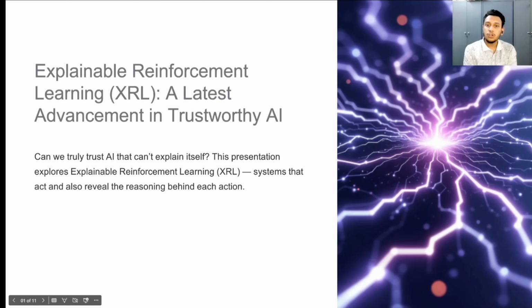And that's where today's topic comes in. Explainable reinforcement learning, or XRL, a major step towards trustworthy AI. Now, coming to our slide. So, in this slide today, I'll be presenting on explainable reinforcement learning, a latest advancement in trustworthy AI. The core idea is simple. AI should not just act intelligently, it should also explain its reasoning.